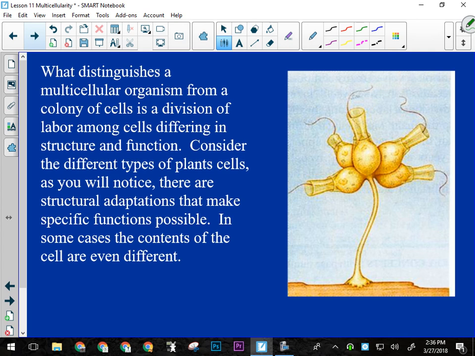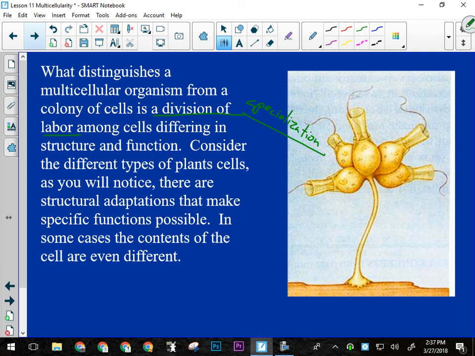So the key thing here about multicellular organisms, what distinguishes a multicellular organism from a colony of cells, which is not a true multicellular organism, is the division of labor. Division of labor is also known as specialization. Some cells do this job, some cells do that job. Cells can all carry out the basic functions, but they're specialized to do this one. We're prime examples of that.